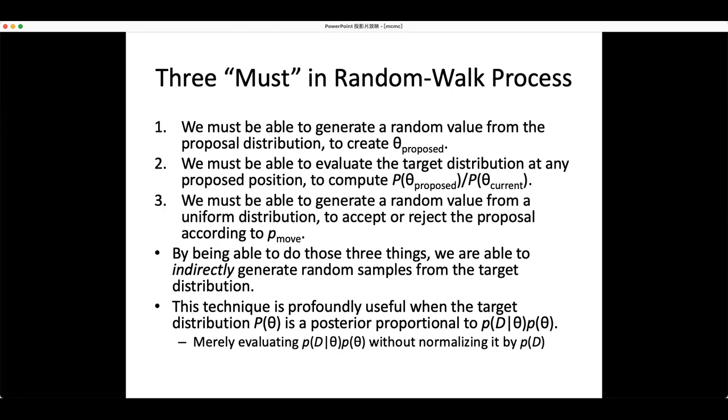So merely evaluating P of D given theta times P of theta, without normalizing it by P of D, we don't really need to normalize it, as long as we can make sure that we are generating samples that are proportional to P of D given theta times P of theta, or the posterior, then it's good enough.